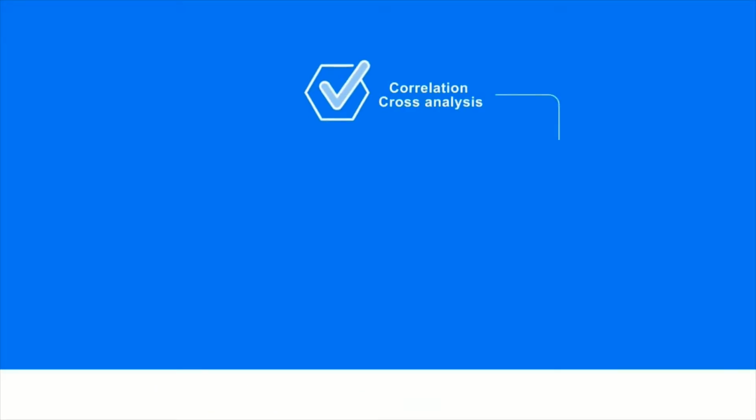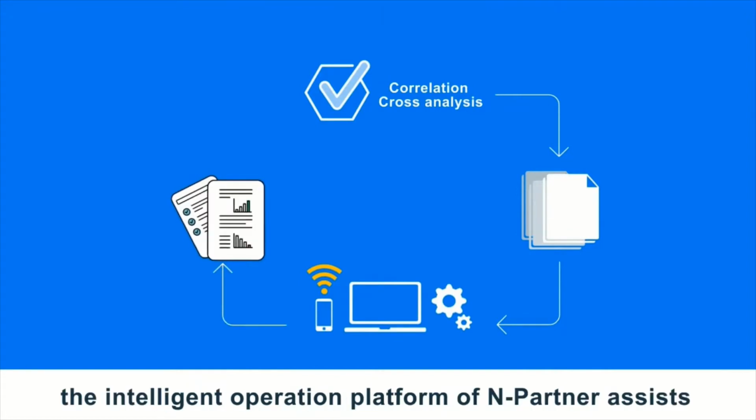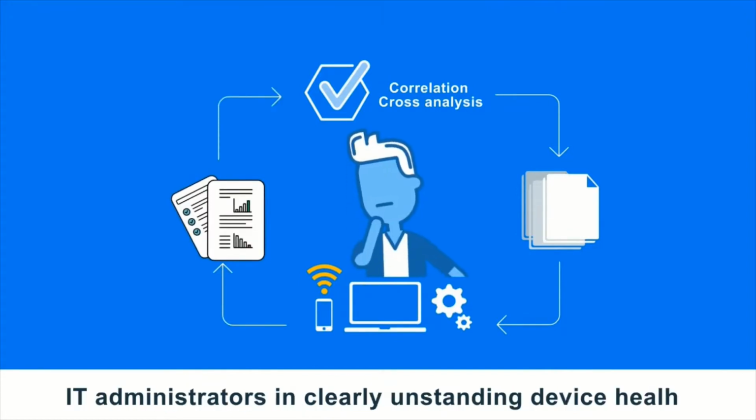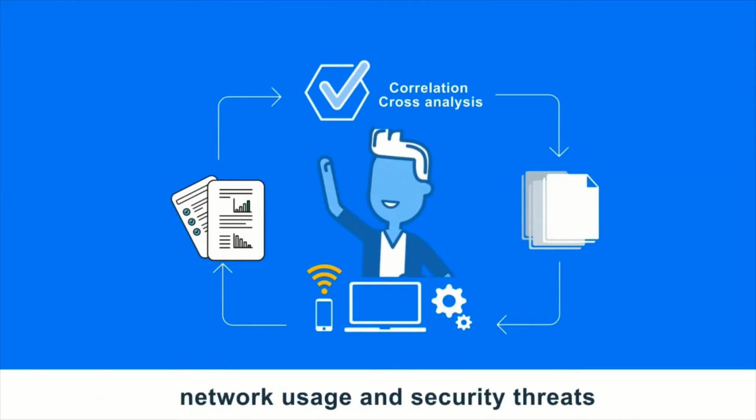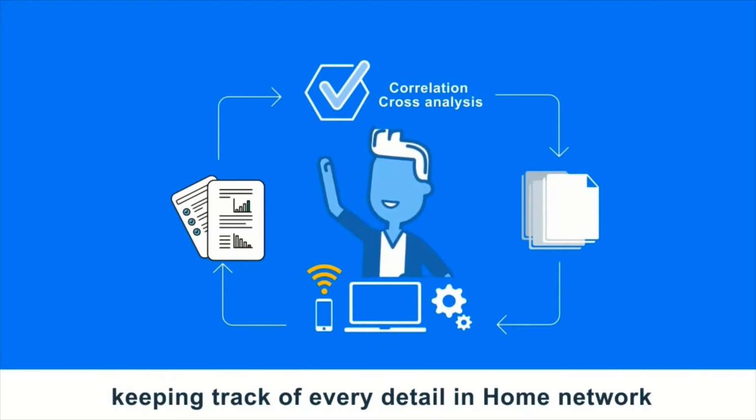By doing correlation and cross-analysis, the intelligence operation platform of mPartner assists IT administrators in clearly understanding device health, network usage, and security threats, keeping track of every detail in the home network.